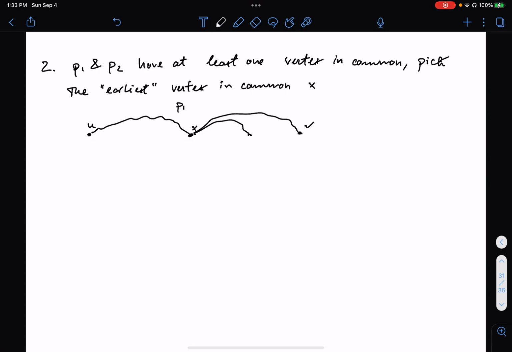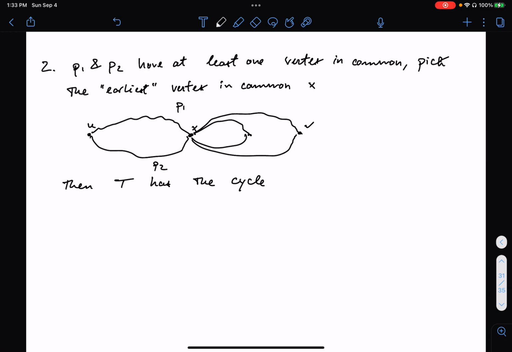So this is P1, and then this is P2. So maybe I cross again, or maybe I go to V, right? But in either case, if I pick the earliest vertex in common, then T has the cycle. If I name this subpath P, let's say U to X, and then I name this subpath P, let's say X to U, then T has the cycle U to X.